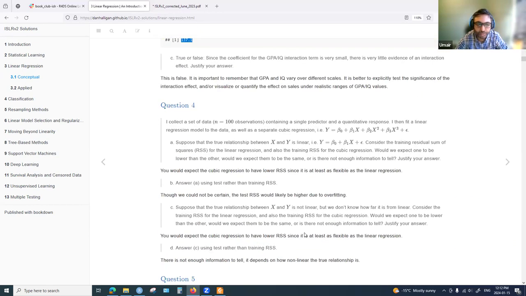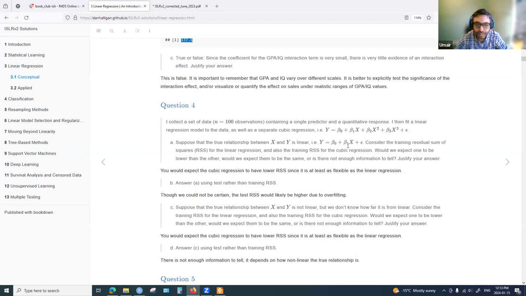Question number 4. I collect a set of data with 100 observations and then fit a linear regression model with cubic as well as a separate cubic regression. So here's the equation for the cubic regression model. Part A says, suppose that a true relationship between X and Y is linear.